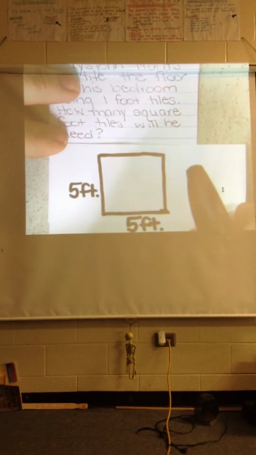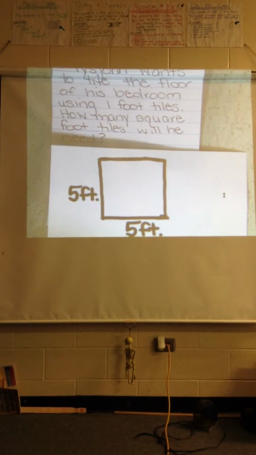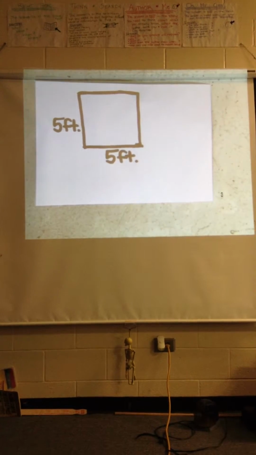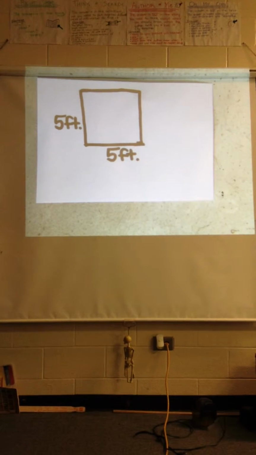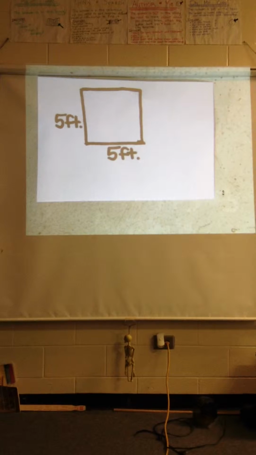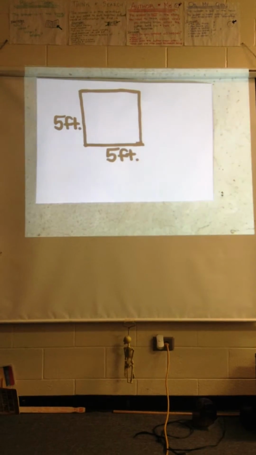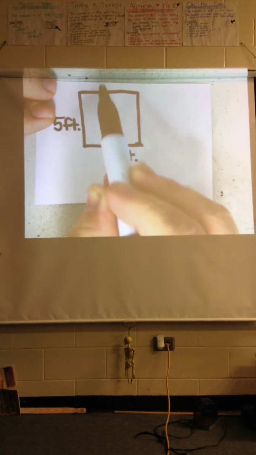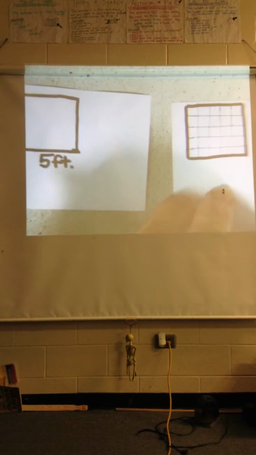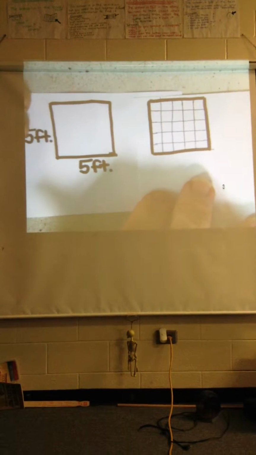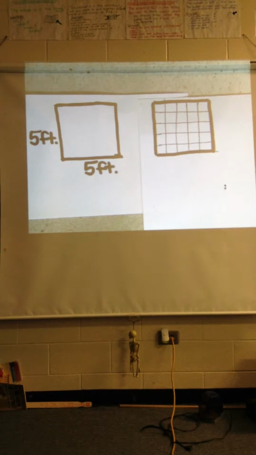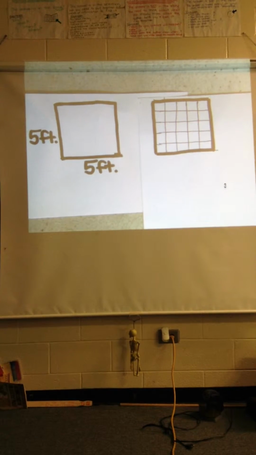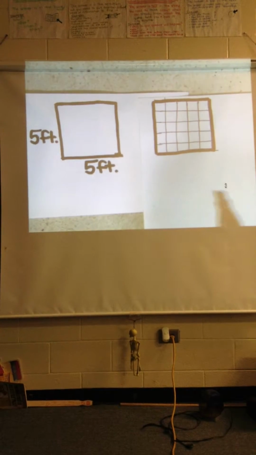So if this is what his bedroom looks like, it is 5 feet by 5 feet, I can do 2 things. I can either draw my tiles, and when I do that, I will draw 5 rows and 5 columns, and it will look something like this. That is tiling. For the definition of area, we went back and said to find it, you can count the number of square units. So all I have to do is count this.